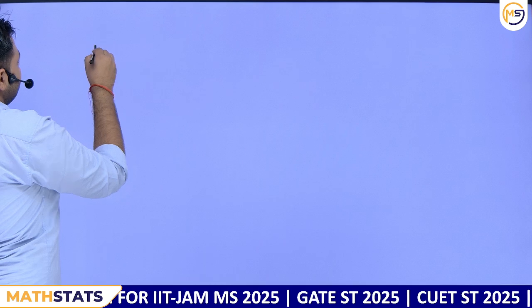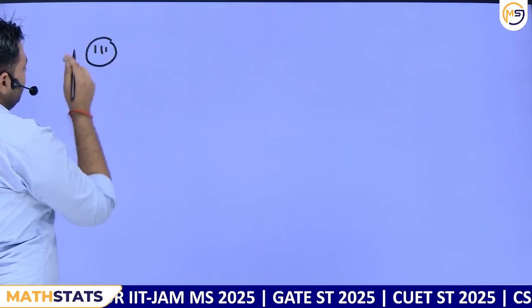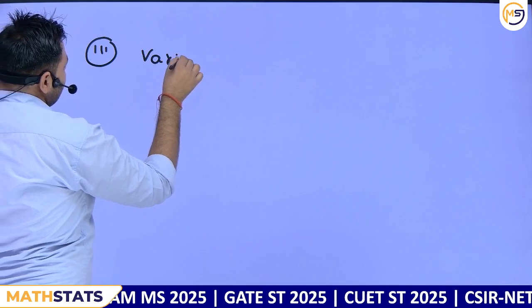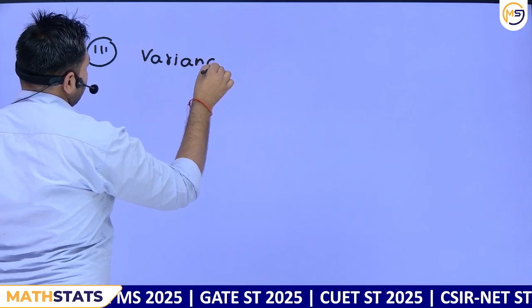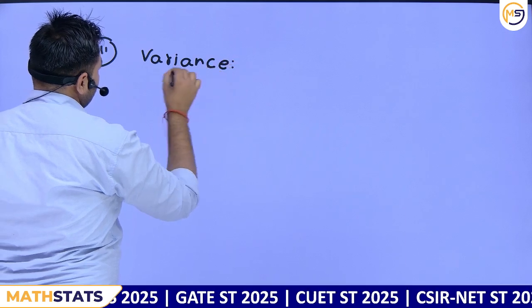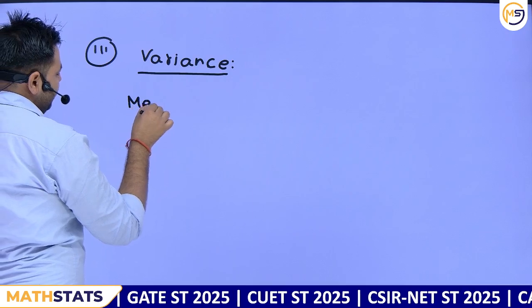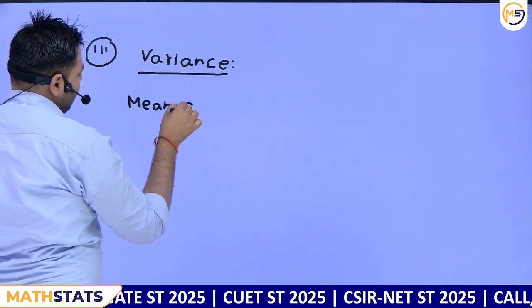Third absolute measure of dispersion is variance. So first we talk about mean square deviation. Okay, mean square deviation.